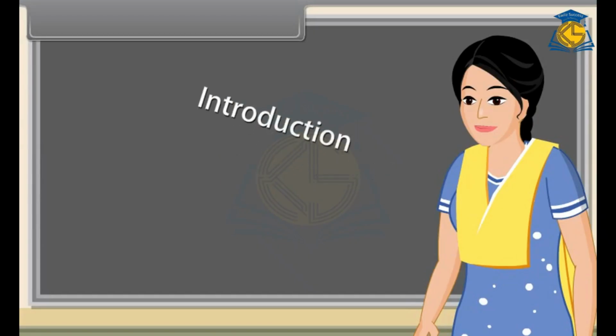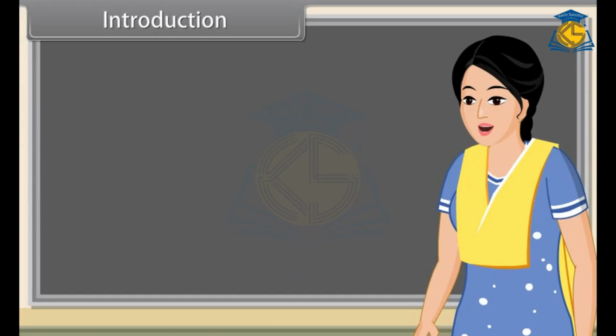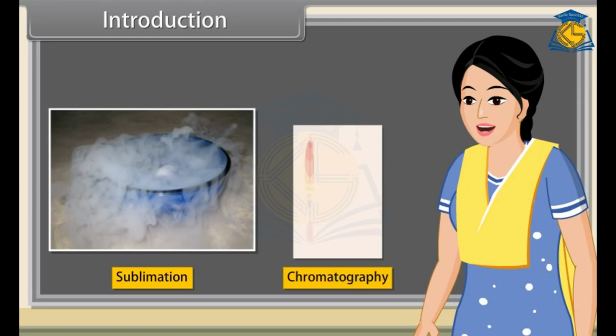Introduction. Students, in the previous part we have learnt the isomerism and fundamental concepts used in the organic reaction mechanism, and today we learn the methods of purification of organic compounds. Some of the methods are sublimation, chromatography, distillation, etc.